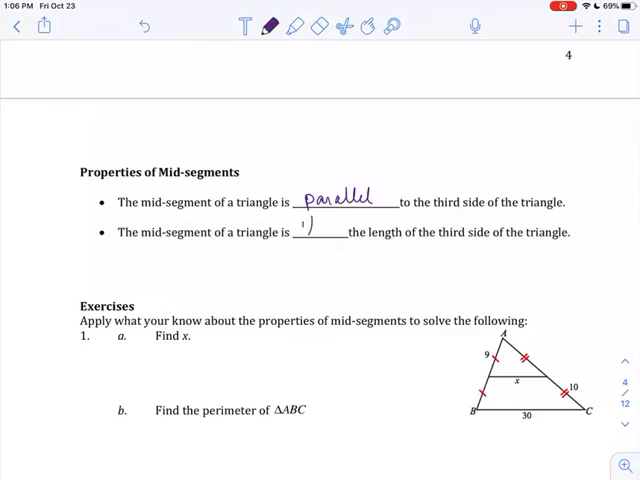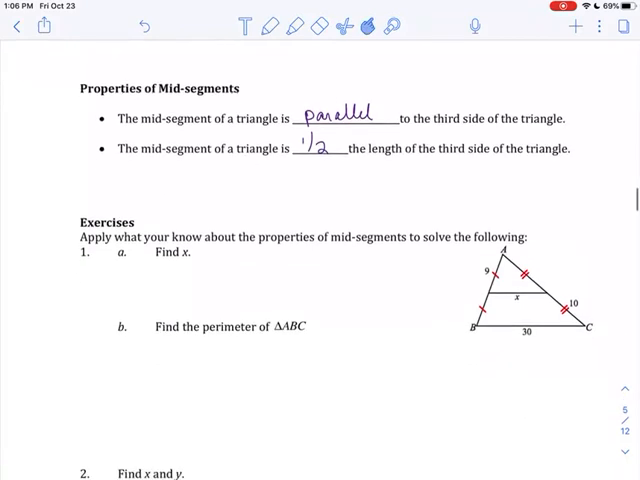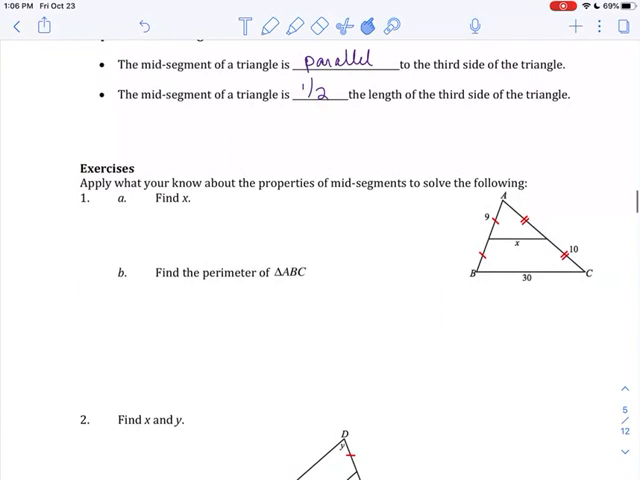All right. So properties of midsegments. The midsegment of a triangle is parallel to the third side. And the midsegment of a triangle is half the length of the third side. All right, so let's look at some questions that I got just to practice a tiny bit so you can see it in action, and then we will practice some more tomorrow. Apply what you know about the properties of midsegments to find the following.